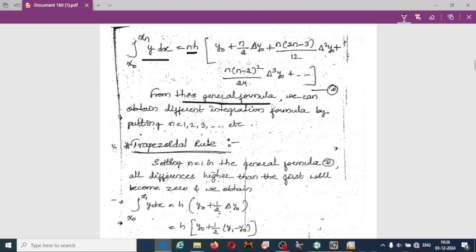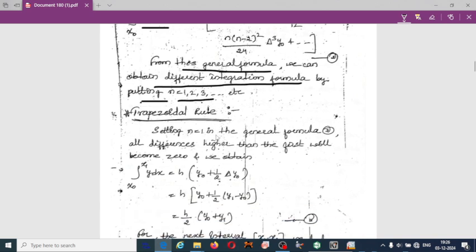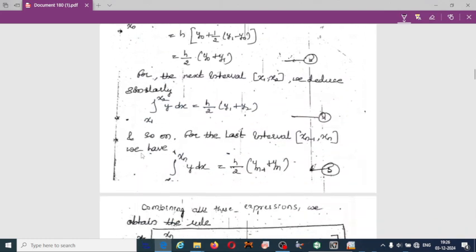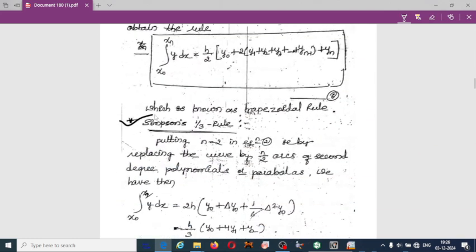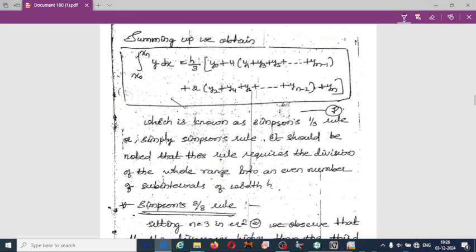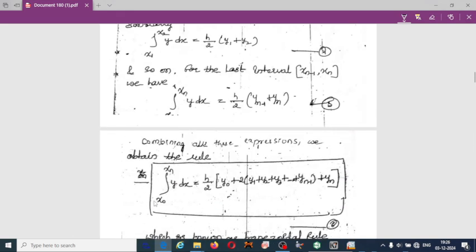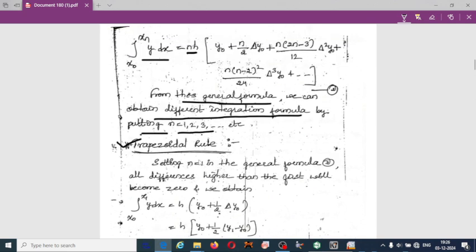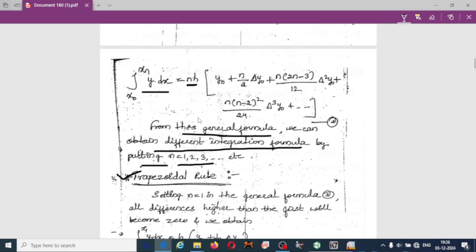From this general formula, we can obtain different integration formulas by putting n equal to 1, 2, 3 and so on. So here are the different methods, as I said: trapezoidal rule, Simpson's 1 by 3 rule, Simpson's 3 by 8 rule. First, if you want to get the trapezoidal rule, you have to put n equal to 1 in this equation.